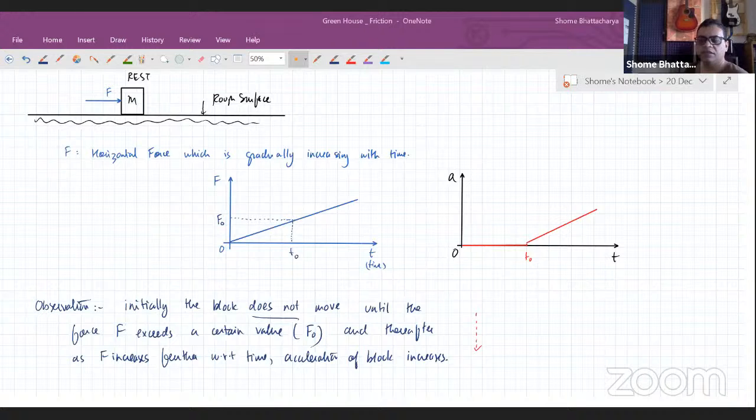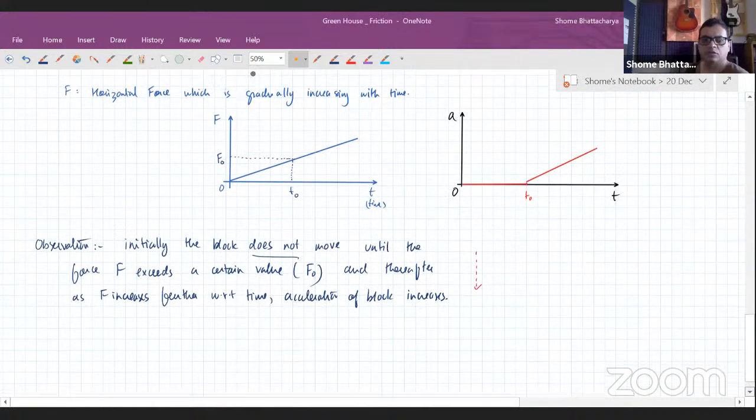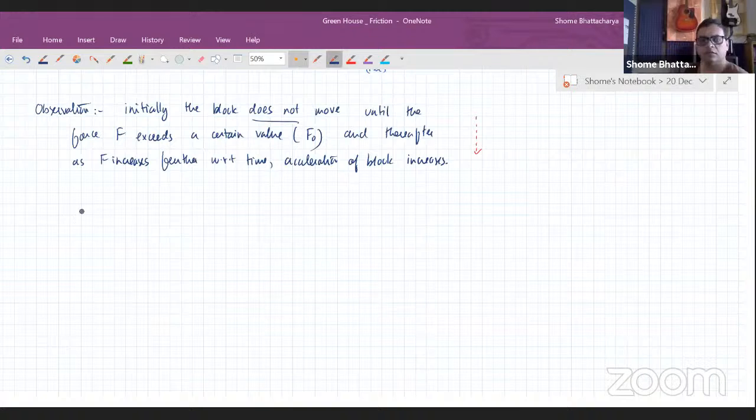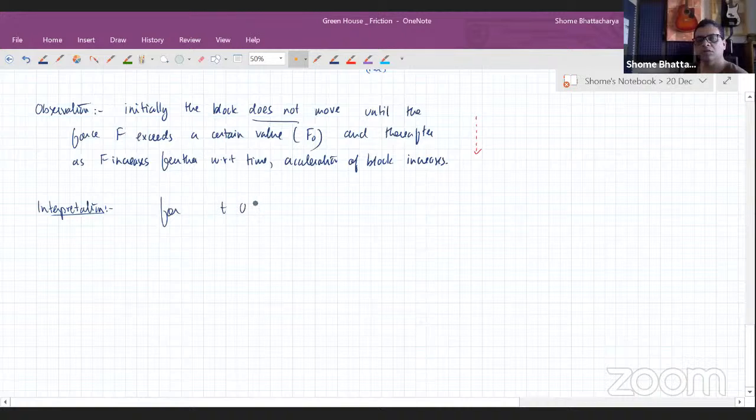Okay, so let us understand the interpretation of this. So how do we interpret this result? What is happening for time 0 to t naught? For this much time, the amount of external force we are applying is less than or equal to F naught, and the acceleration of the block is 0. So that means what is happening? We are applying a force greater than 0 but less than or equal to F naught.